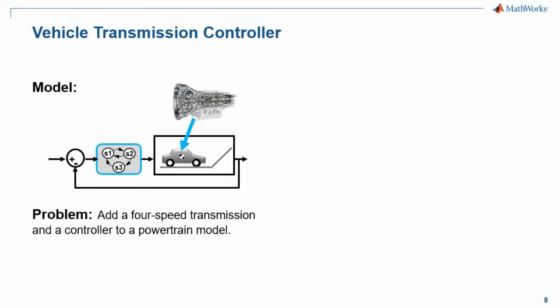In this demonstration, we're going to see how we can model a transmission and a transmission controller in a Simscape Driveline model. We have a model of a vehicle with a very simple transmission. We would like to add a 4-speed transmission and a transmission controller to that model.